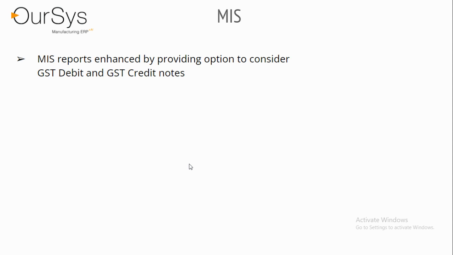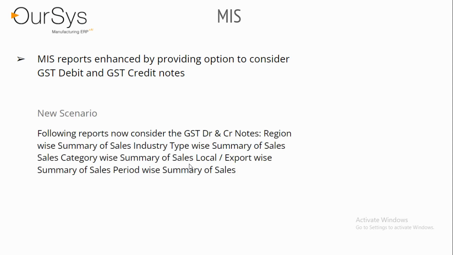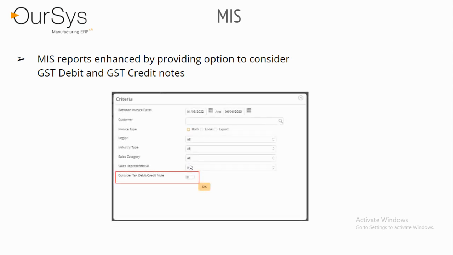Next, some improvements in the MIS report. Now we have the option to consider the GST debit and GST credit reports. The following reports: region by summary of sales, industry type by summary of sales, sales categories by summary of sales, export by summary of sales, and period by summary of sales. In all these MIS reports, we have introduced an option whether you want to consider the tax, debit note, or credit note.